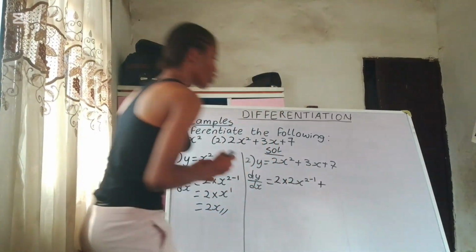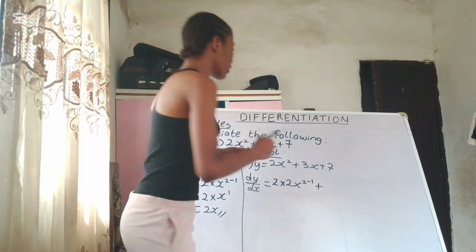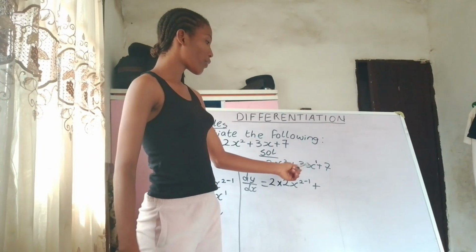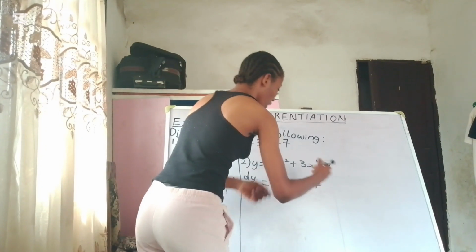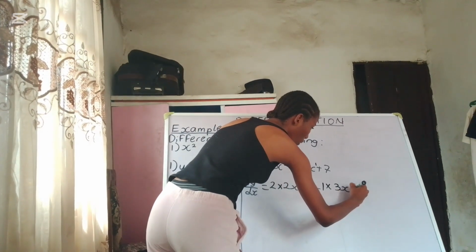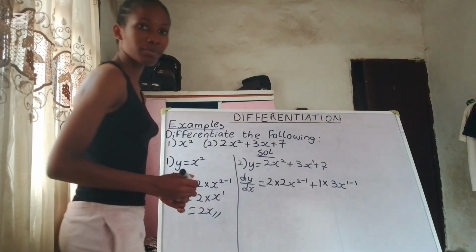Plus, the next function is your 3x. 3x also means 3x to the power of 1. So this actually has a power. So the power we're going to be bringing down here is 1. So bringing down the power, we have 1 times the original 3x to the power of 1. But remember, you subtract 1 from the power.